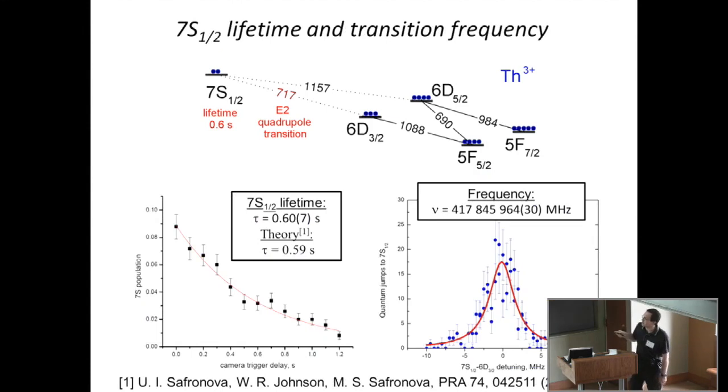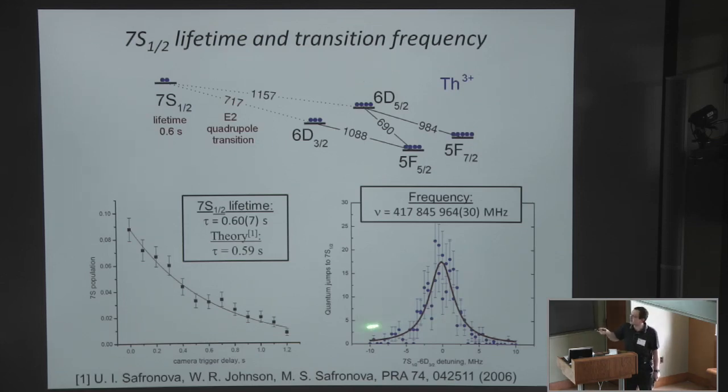And when we plot the histogram of the number of transitions that ions made as a function of transition frequency, we can determine from this resonant behavior the frequency of the 717 transition. And by plotting the number of atoms remaining in the 7s level as a function of the time elapsed after the illumination period, we determined the lifetime of this level, which was in agreement with theoretical prediction.